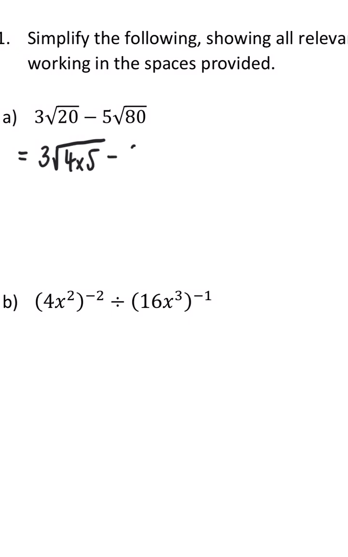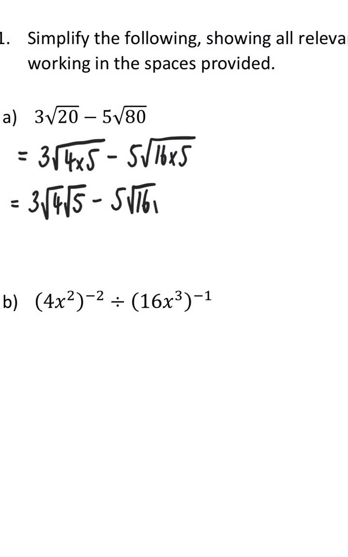And then I do the same thing for the square root of 80. The biggest square number that divides into 80 is 16, so 16 times 5. So now I've rewritten it as a multiplication. And then I can go, the square root of 4 times 5 is the same as the square root of 4 times by the square root of 5. So I can chunk it into two smaller square roots like that, multiplied together. Minus 5 lots of, same thing here, root 16 times by root 5.